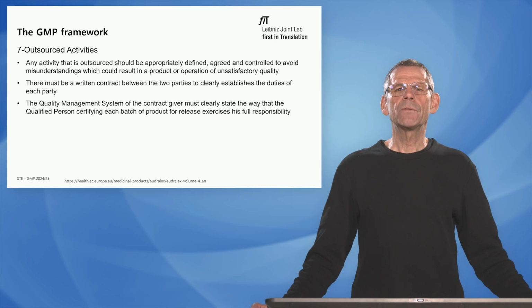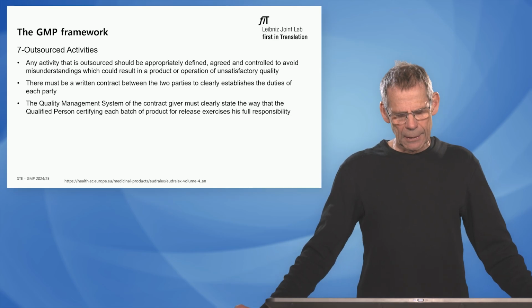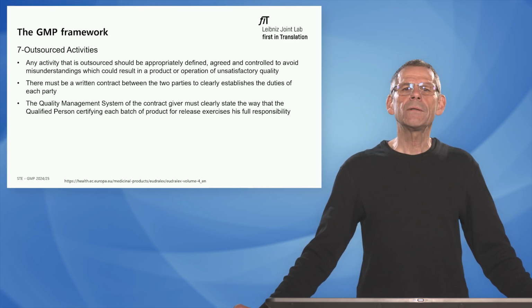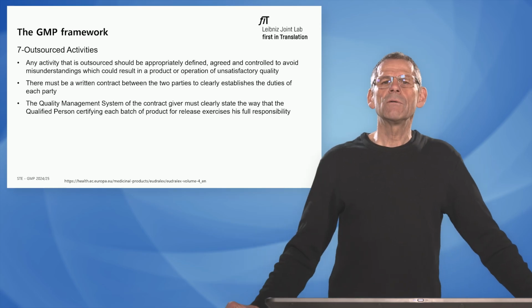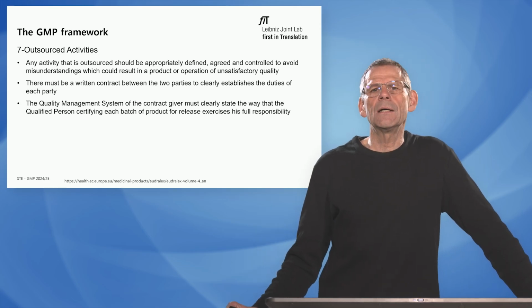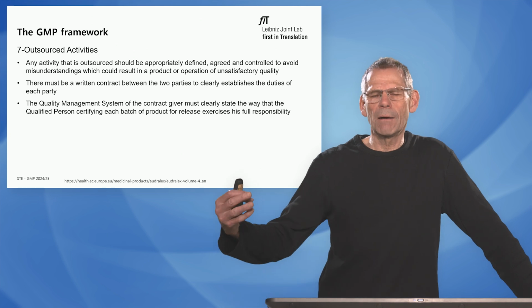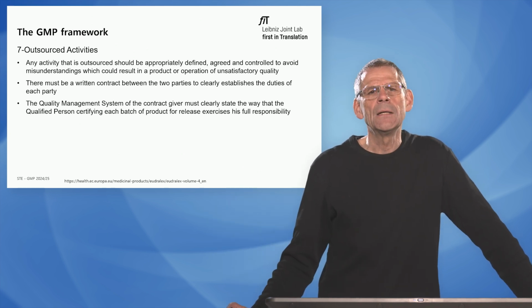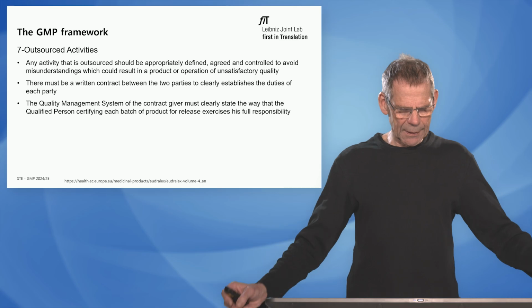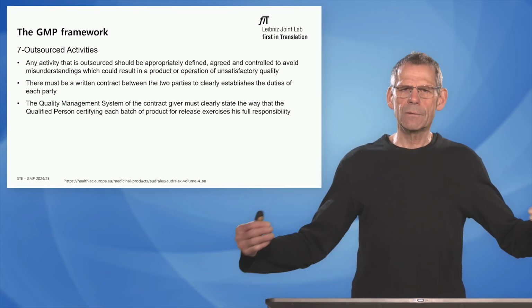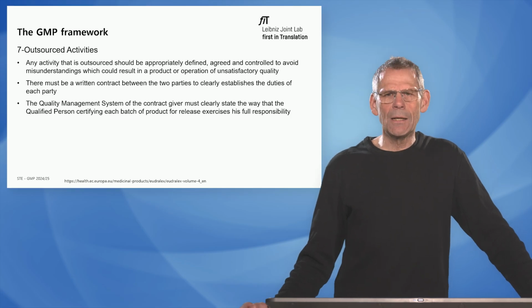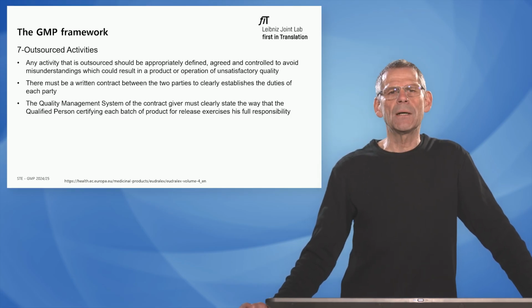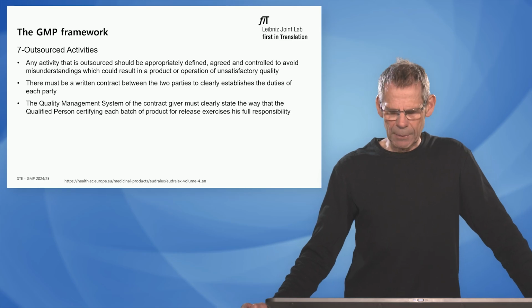And in the quality management system, the contract giver must clearly state the way that the quality person certifies each batch and product for a release exercise and has full responsibility for it. So also the way that they deal with the quality and the quality management system of the outsourcing partner must be compliant with GMP, and we need to be able to trace this GMP compliance of the outsourcing partner back.